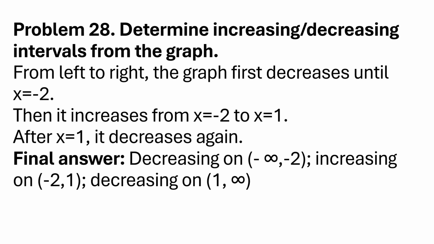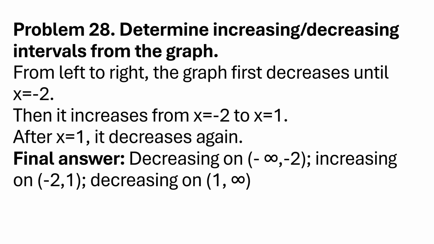This graph has both a local minimum and a local maximum. The graph decreases until x equals negative 2, then increases until x equals 1, and then decreases again. Therefore, the function is decreasing on negative infinity to negative 2, increasing on negative 2 to 1, and decreasing on 1 to infinity.